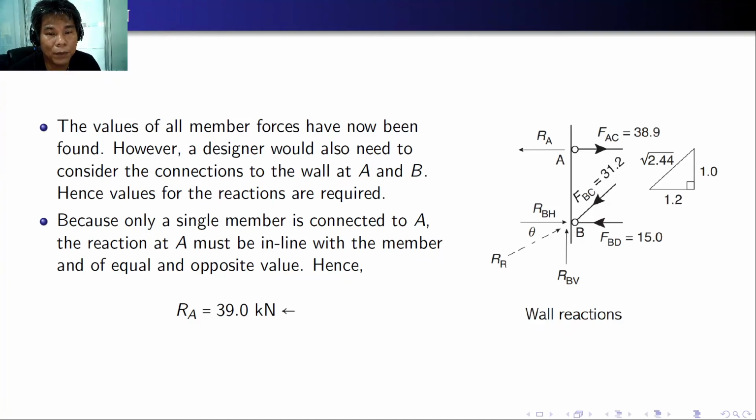However, a designer would also need to consider the connections to the wall at support A and support B. Hence, values for the reactions are required. Because only a single member is connected to joint A, the reaction at A must be in line with the member and of equal and opposite value. Hence, RA is equal to 39.0 kilonewton, which is equal to FCE.